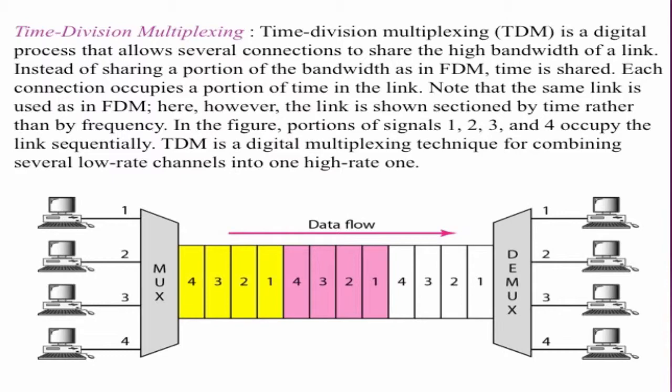Now the total line is supposed to be a time domain. So what I will do? I will provide a time slot for each line. At that time slot, that particular sender can send the message. If the next time slot comes, then the second sender sends the message.